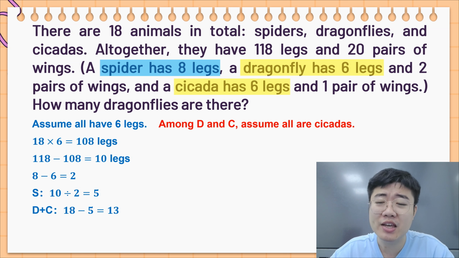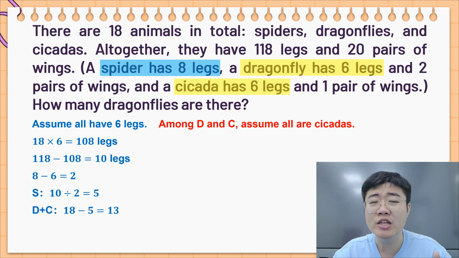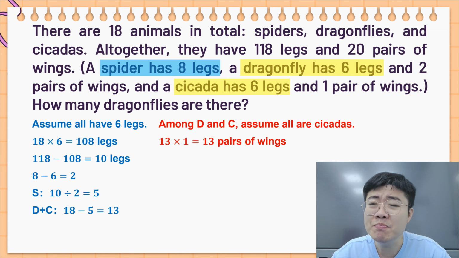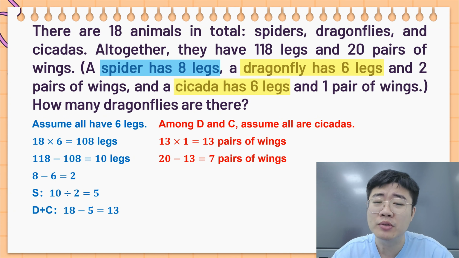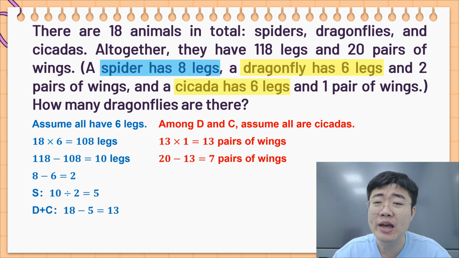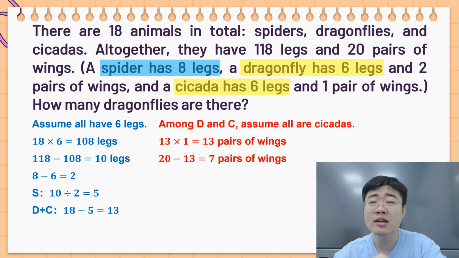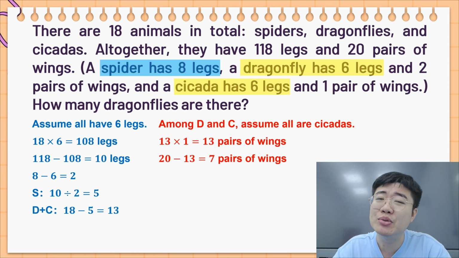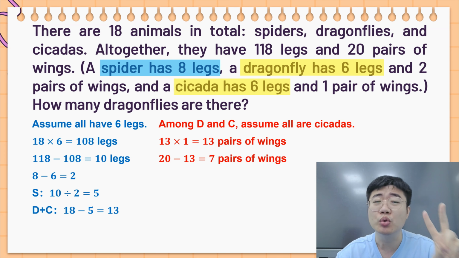If all of them are cicadas, this is 13 of them. Each of them has 1 pair of wings. So 13 times 1, 13 pairs. Now in reality we got 20 pairs, so we are going to need 7 more pairs of wings. To get these 7 more pairs, we have to switch some of the cicadas into dragonflies. Every time we do this, it becomes 1 pair into 2 pairs.